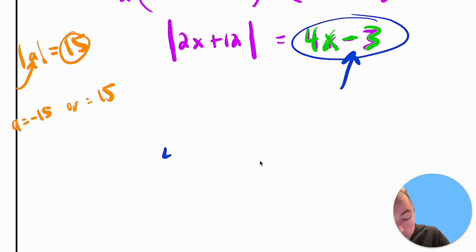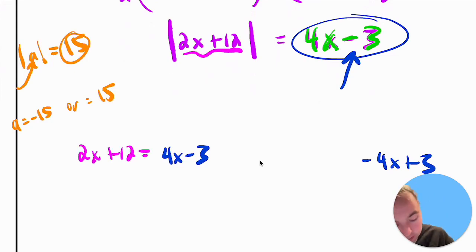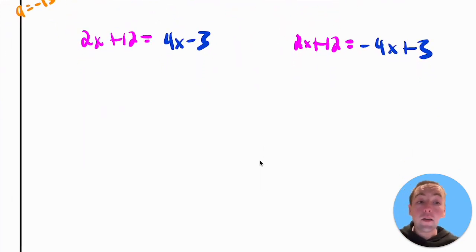So the positive version of it would just be itself, 4x minus 3, but the negative version of it would be negative 4x plus 3. Okay, and we want to figure out when the inside of this absolute value, so 2x plus 12, is going to equal either of these two things, right? So I want to take the inside, keep that the same both times, and set it equal to the positive or negative versions of the thing that's not in the absolute value. Okay, and then you can just solve each of these two equations.